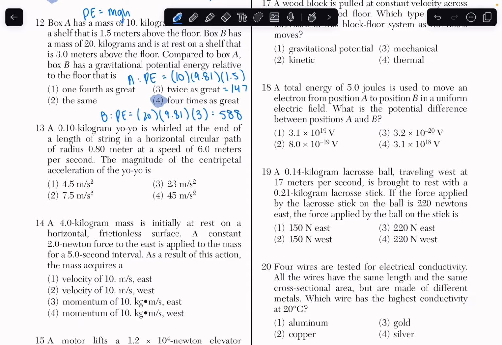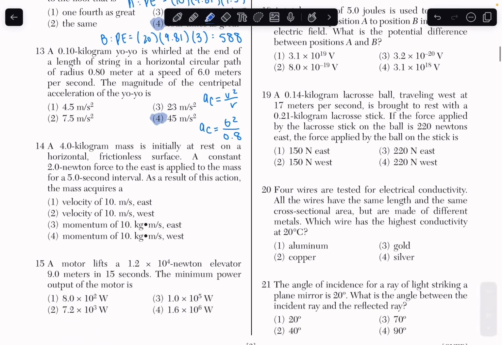13. A 0.1 kilogram yo-yo is whirled at the end of a length of string in a horizontal circular path of radius 0.8 meter at a speed of 6 meters per second. The magnitude of the centripetal acceleration of the yo-yo is... So, for this question, we just use the equation for centripetal acceleration. So that is AC equals V squared over R. And we have all these components, so we just have to plug in. So AC equals 6 squared over 0.8. And once we do this math, we're going to get 45 meters per second squared.